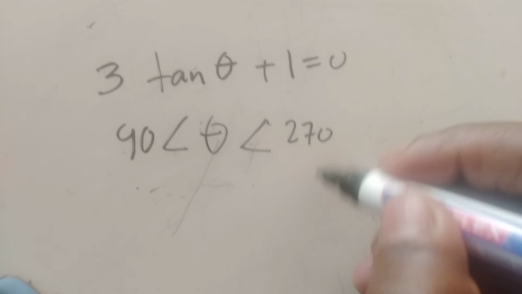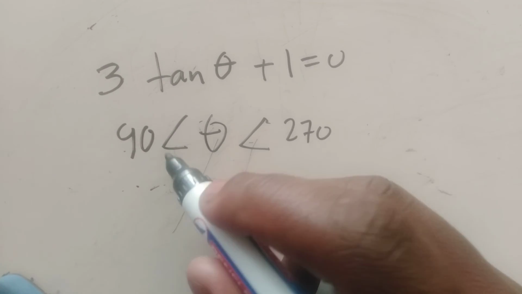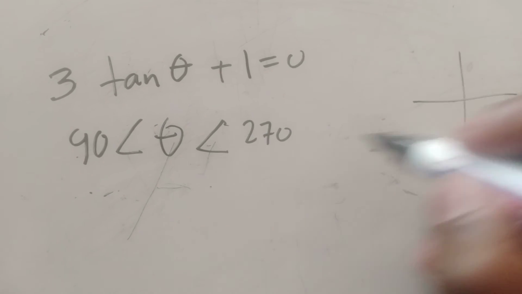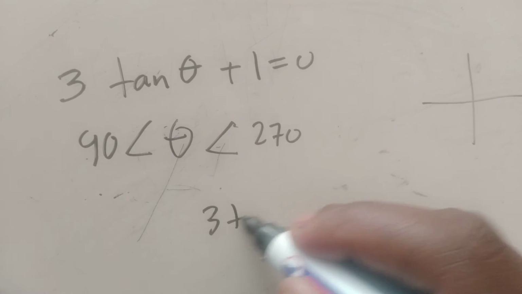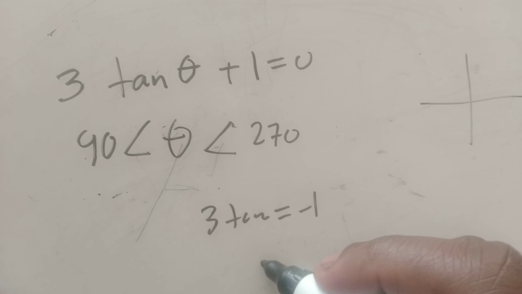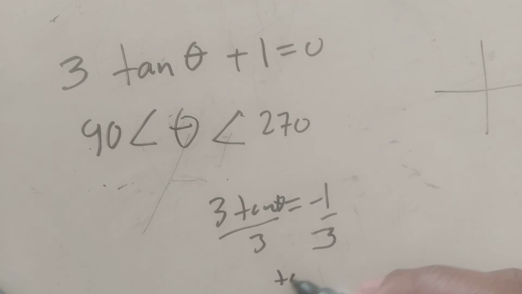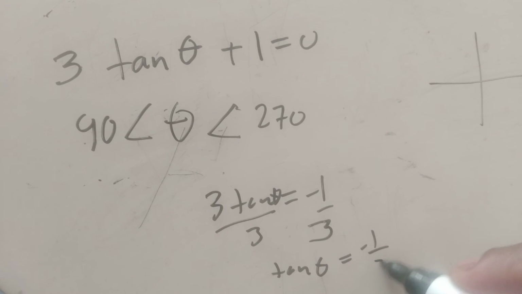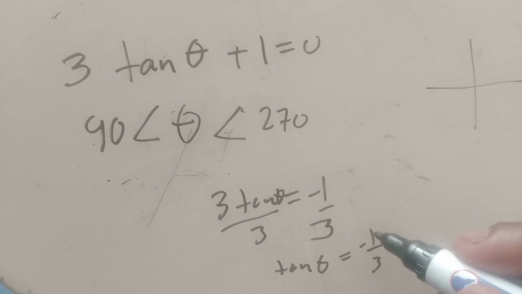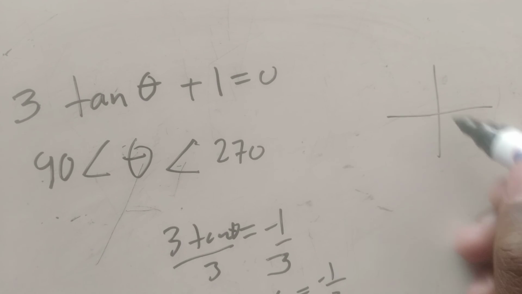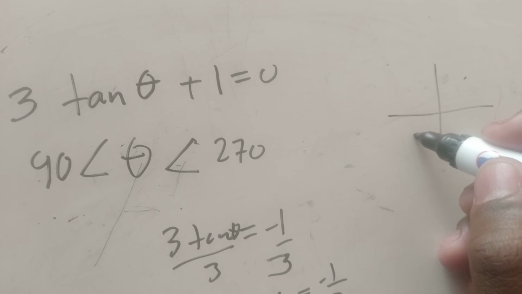Here is another example. Let's say you are given this and you're told that theta is between 90 and 270. So how do we know the correct quadrant we must draw this at? We obviously have to solve. When we take that to the other side, we'll be left with 3 tan theta equals -1. And then when we divide both sides by 3, we'll be left with tan theta equals -1/3. So we see that tan is negative. So where is tan negative?